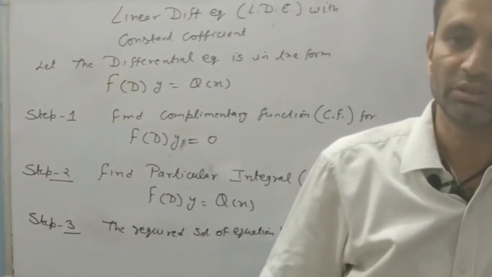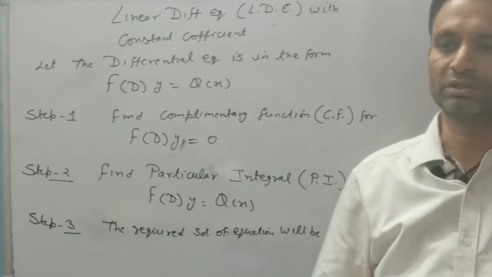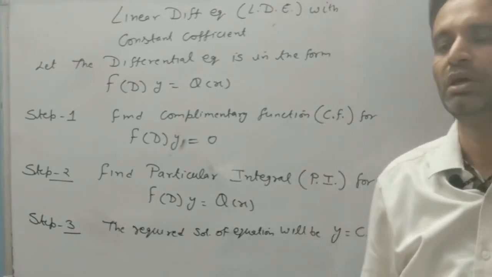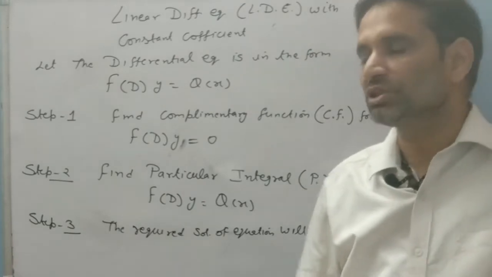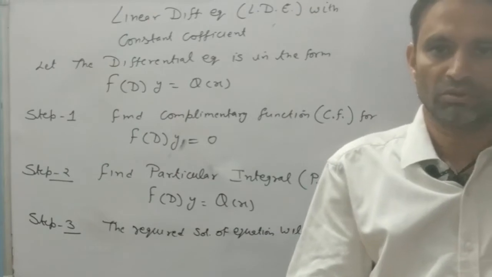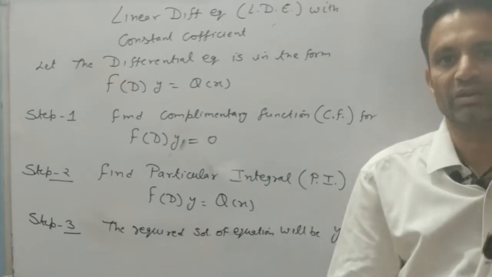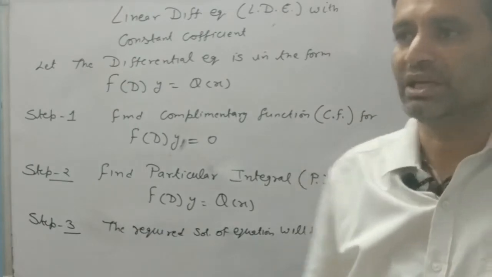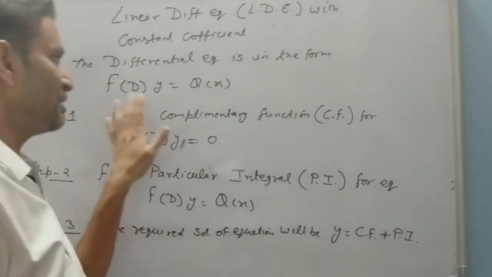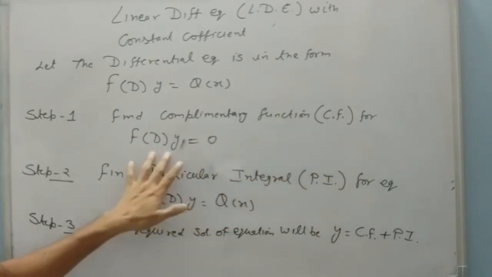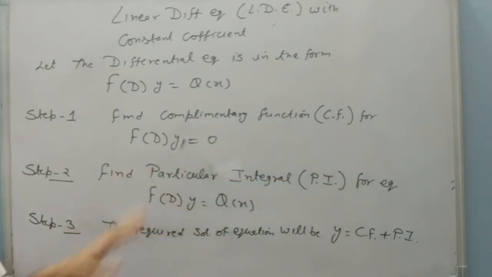Good evening, students. Today we are going to discuss the further topic of linear differential equations of homogeneous form with constant coefficients. As we learnt in my previous lecture, first of all we have to find the complementary function by assuming f(D)y equals 0. As I solve it, I find the complementary function CF by making c1 e to the power ax.